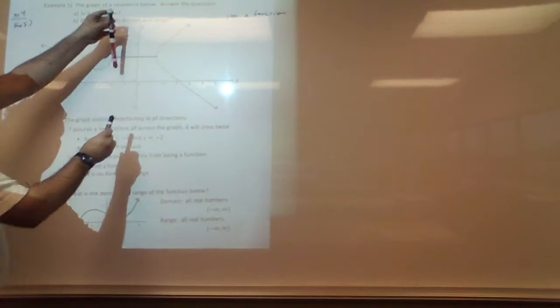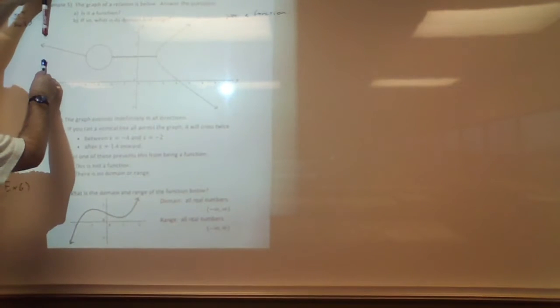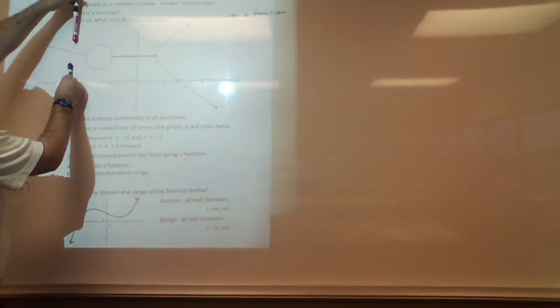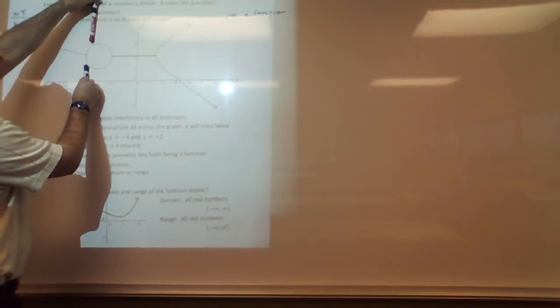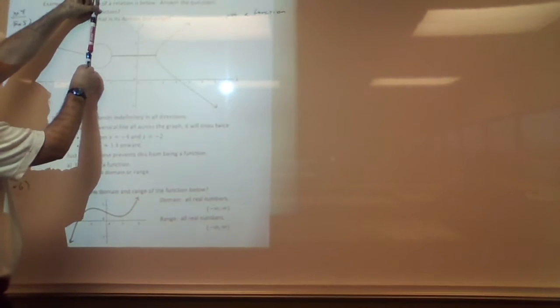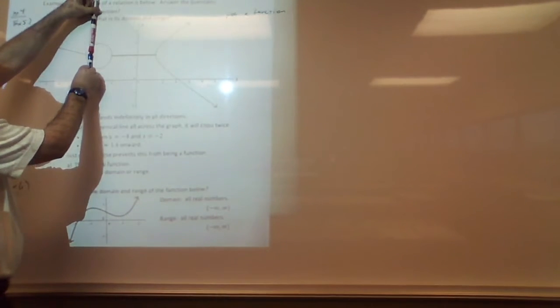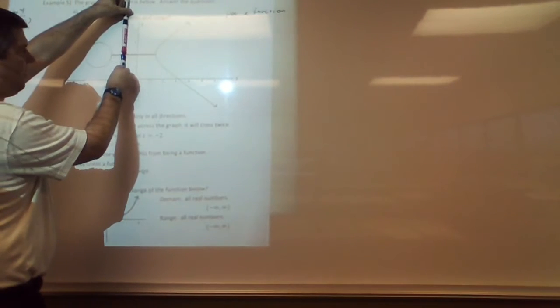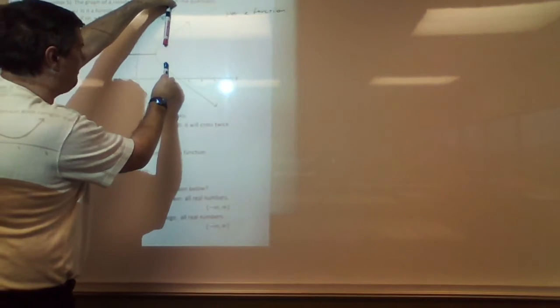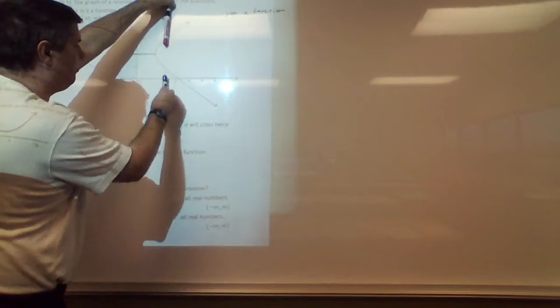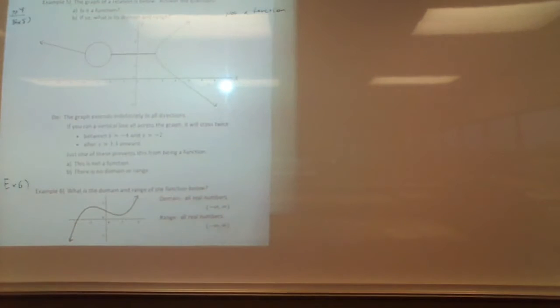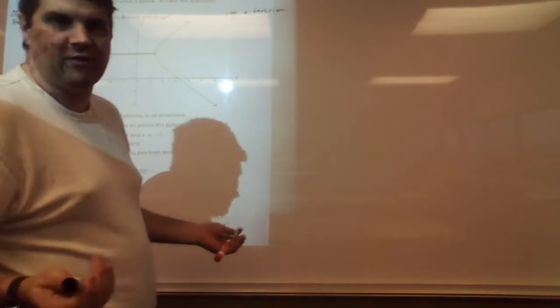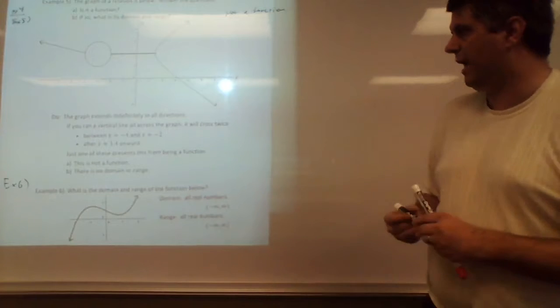This is a function so far, and then it stops being a function when it has 2 crossing points. Okay. This would be fine. This would be fine, and again, this would not be fine. That's 2 crossings as well. Okay. So this is not a function. Since it's not a function, it doesn't have a domain or range.